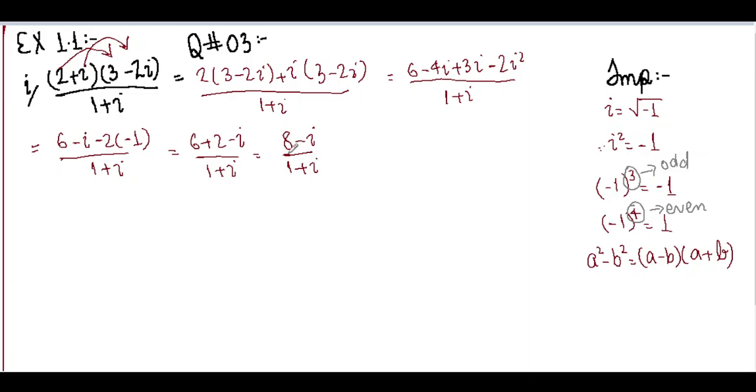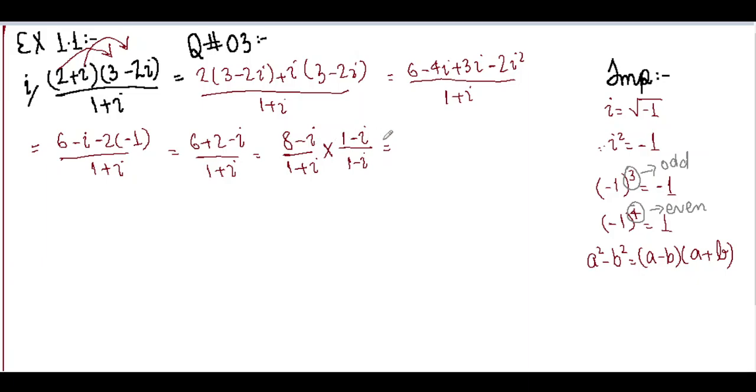Now it's not a final answer because there is iota in our denominator which we have to remove. For removing it we have to rationalize it, and rationalization means to multiply and divide the given fraction with the conjugate of the complex number written in the denominator. Now its conjugate would be 1 minus iota. We just have to change the sign of the imaginary part of the complex number written in the denominator.